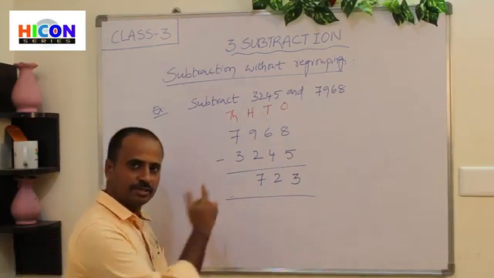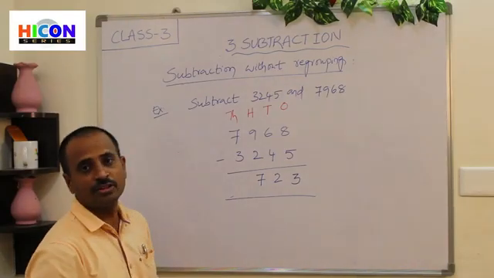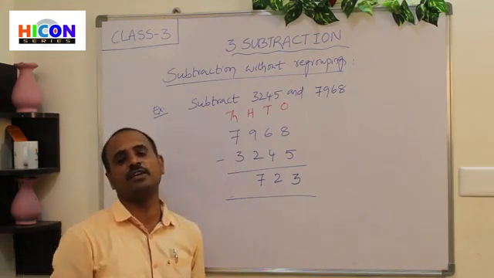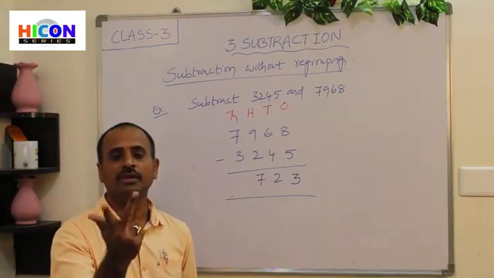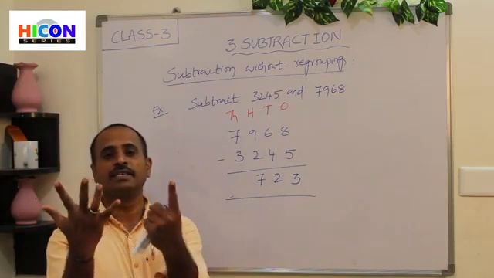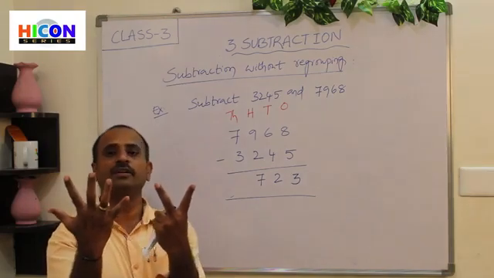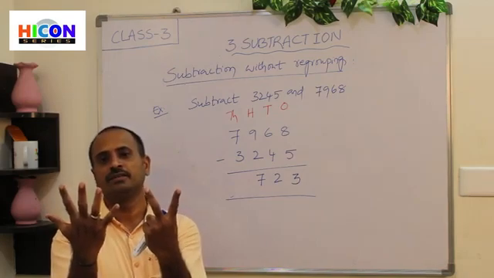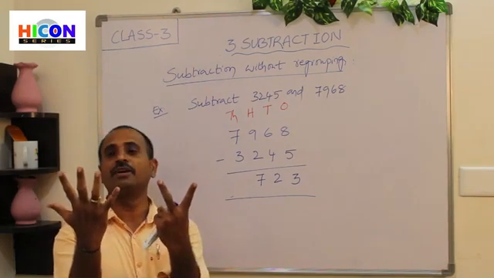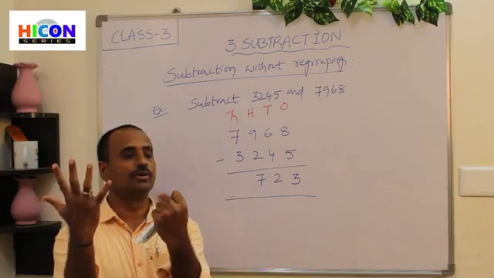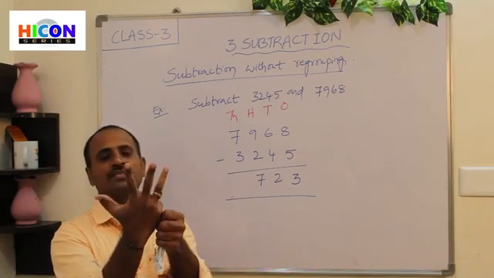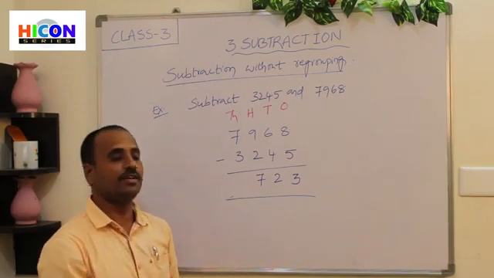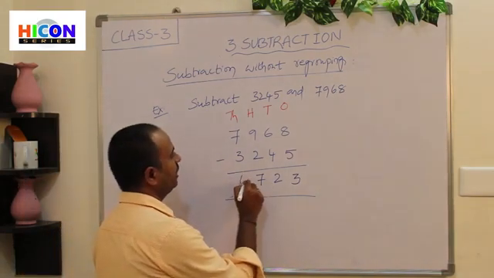Now go to thousands place. What are the digits present in thousands place? 7 and 3. What is the first number? 7. So open 7 fingers of your hand. 1, 2, 3, 4, 5, 6, 7. What is the second number? 3. So close 3 fingers among these 7 fingers. 1, 2, 3. Count how many fingers are left. 1, 2, 3, 4. There are 4 fingers left. So write 4 under thousands place.